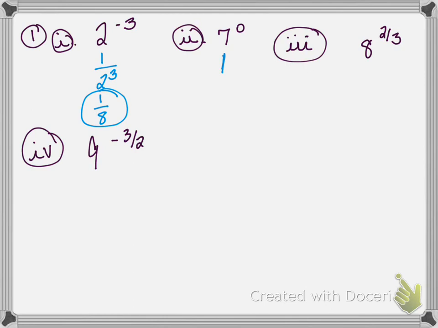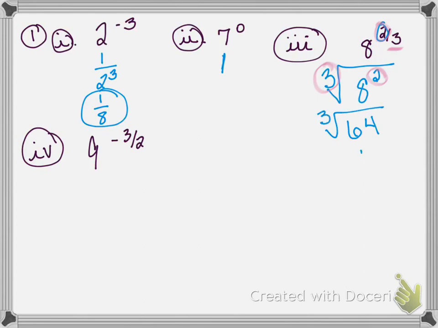Our next one is 8 to the 2/3 power. What that means is our numerator stays with the 8, and then this is saying the cube root. So our 2 is our numerator, and the index of our radical is 3, and that's our denominator. So we're going to do 8 squared, and 8 squared is 64. Then I'm going to take the cube root of 64, and the cube root of 64 is 4. So that is how we do fractional exponents.